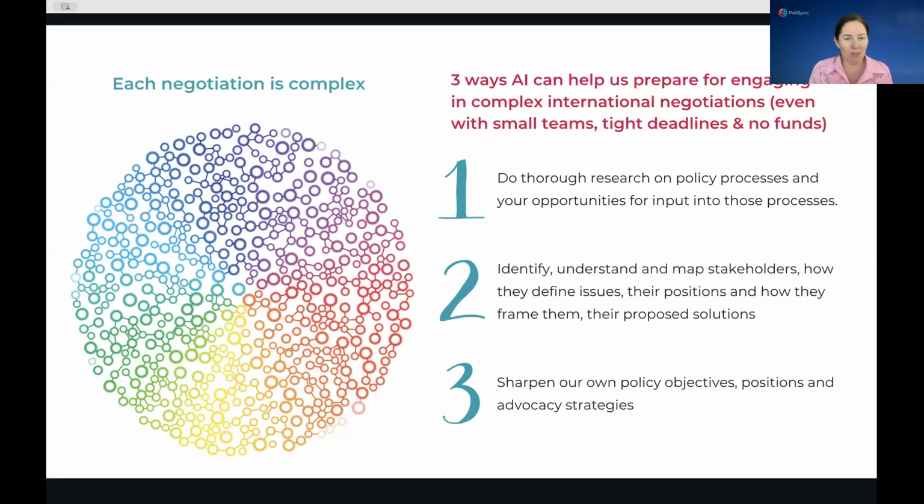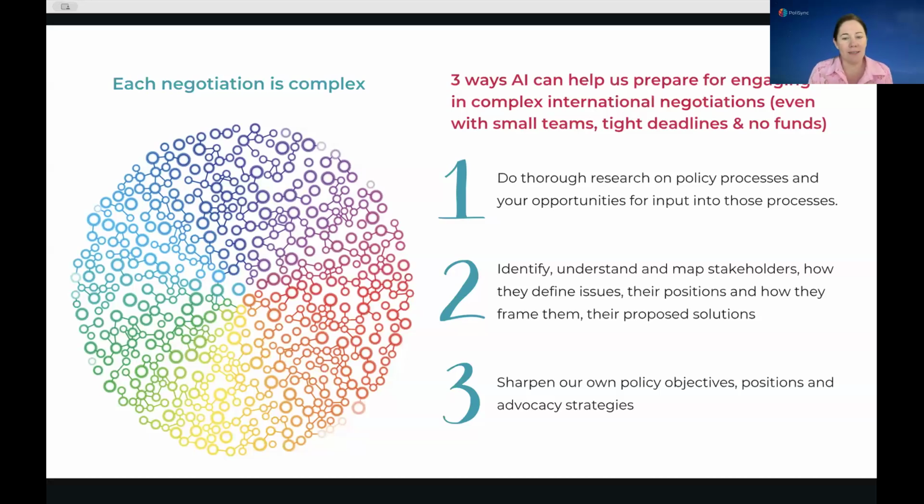So there are three immediate opportunities that I see, and that I encourage participants and students I work with on building policy skills around advocacy in international negotiation processes. AI can really help us do thorough research on policy processes and understand the opportunities that I individually have as an actor trying to engage or advocate in a policy process. Even if we have incredibly small teams, tight deadlines, and no funds, which is pretty much the story for most nonprofits and non-governmental organizations trying to advocate in these processes.